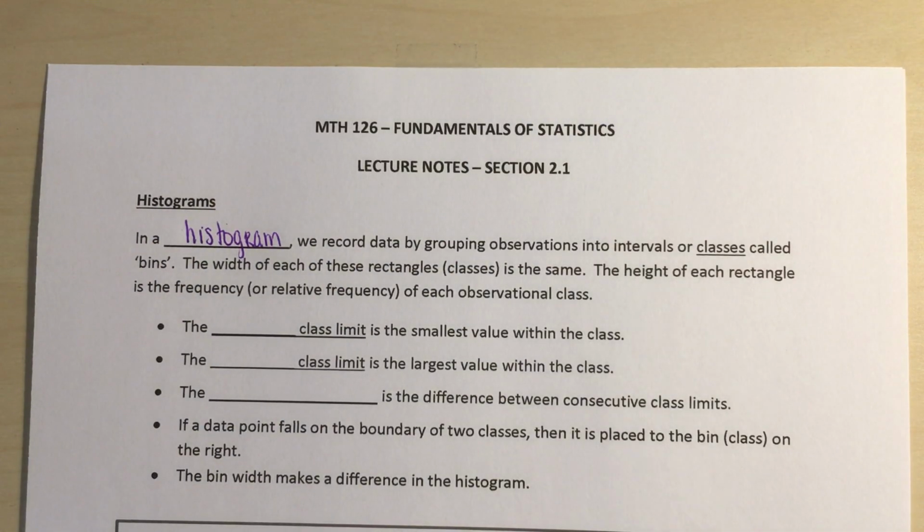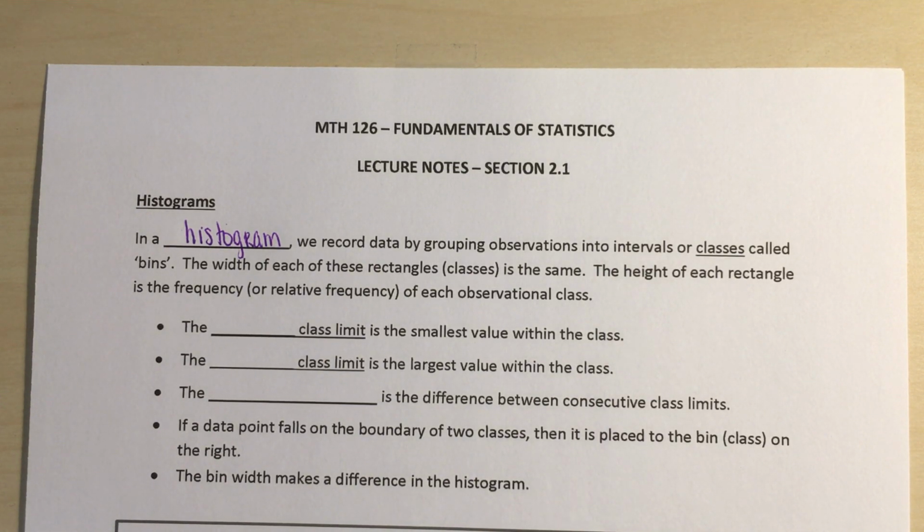we record data by grouping observations into intervals or classes called bins. We saw that back when we were looking at our first frequency distribution. The width of each of these rectangles or classes is the same. The height of each rectangle is the frequency or relative frequency of each observational class. Again, it's going to tie back to the frequency distributions that we set up in our first couple of examples in this section.